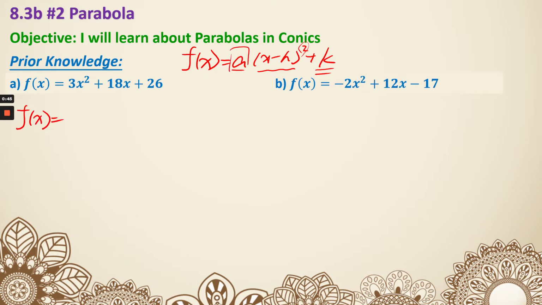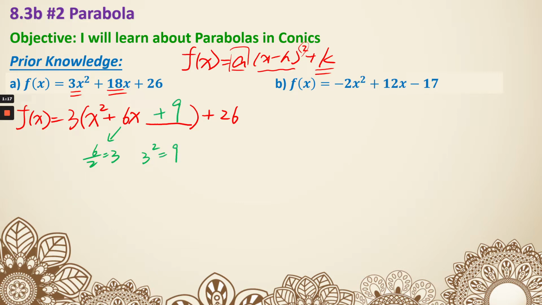But first, we are going to take out the a, so factor out the 3 from this part and this part. Basically, divide everything by 3 and see what's left. We're going to have an x squared and a 6x, leaving a space. That's the number we need to complete the square. And we're going to put the 26 outside the parentheses. Next, it's time to figure out what number we are going to put in that blank. Since this is 6x, 6 divided by 2 is 3, and we are going to square it. So 3 squared is 9. We are going to put a 9.